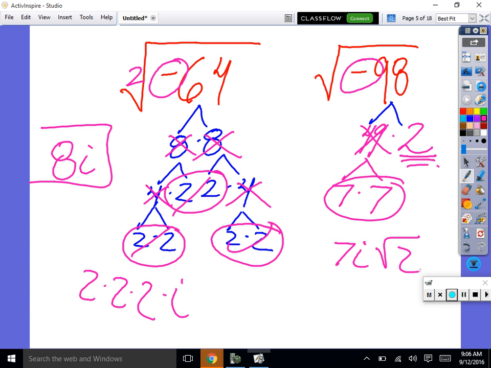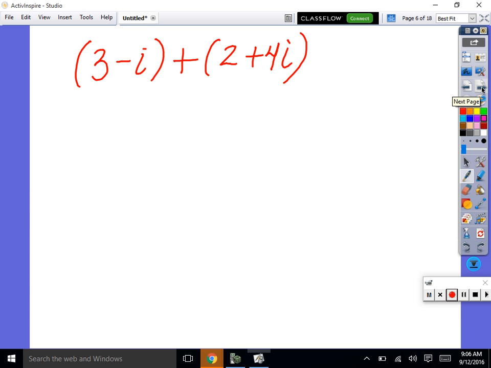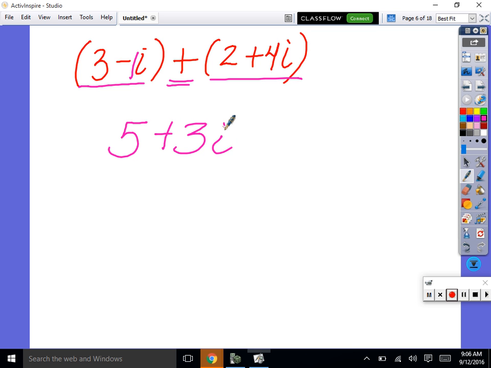Okay, next one. Simplify. You have to say to yourself, what am I doing here? I have this complex number plus this complex number. Do we multiply addition? No. Combine real parts with real parts, imaginary with imaginary. 3 plus 2 is 5. -1i plus 4 i's is how many i's? Positive 3 i's. Plus 3 i's. We're all good? A plus bi.